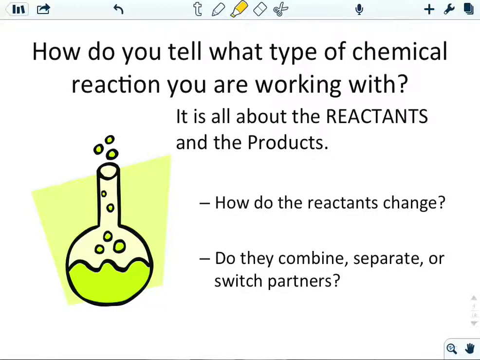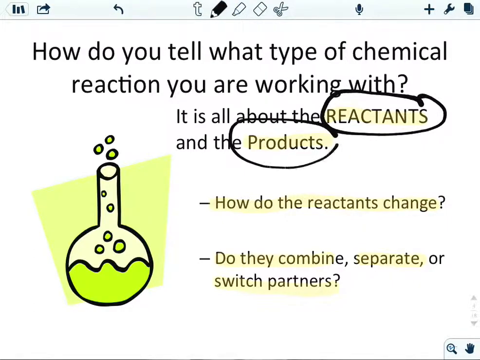So, how do you tell what type of chemical reaction you're working with? It's all about the reactants and the products. Remember, the reactants are what you start with, and the product is what you finish with. So we're going to look at how the reactants change, and whether they combine, separate, or switch partners. These are the questions we're going to ask ourselves to figure out what type of reaction we have. Remember, we're focusing mainly on reactants and products: what we start with, what we finish with, and how they change.